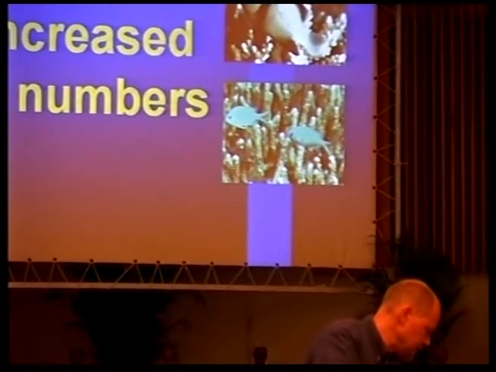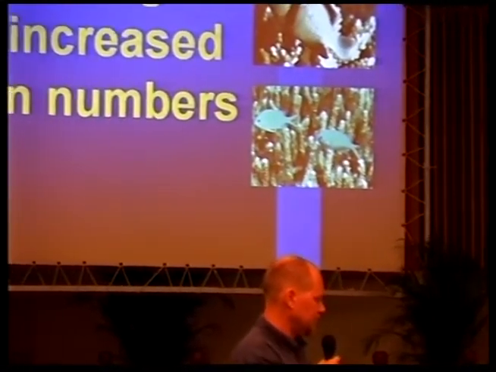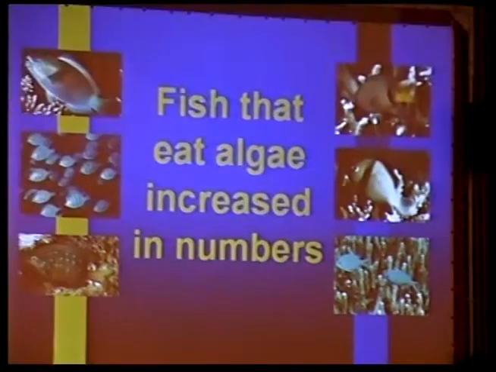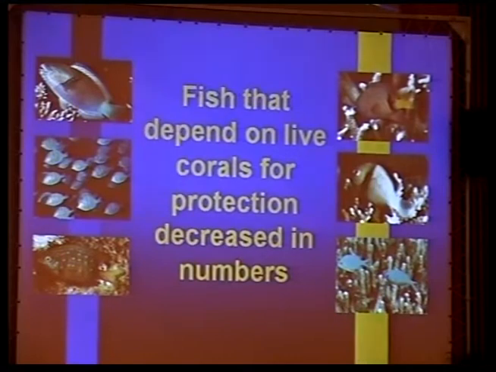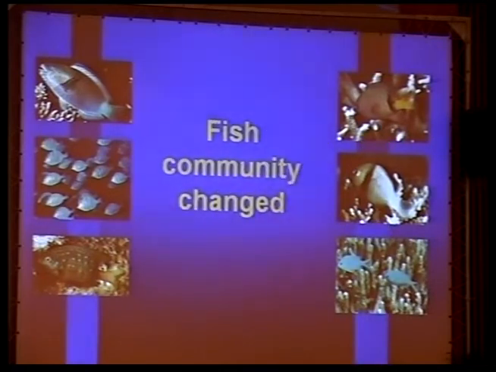Okay, so in that study, the short-term effect was that fish that eat algae increased in numbers, and fish that depend on live corals for protection decreased in numbers. And the fish community changed.